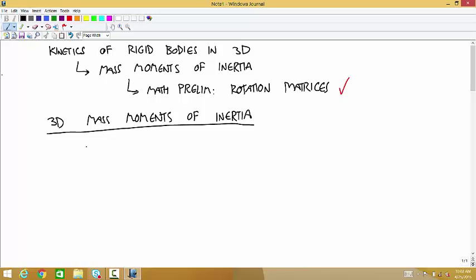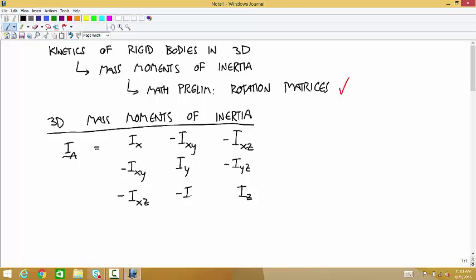And it looks like this. The mass moment of inertia about a point is equal to an element that I'll call capital IX, then negative capital IXY, negative capital IXZ. And it's a symmetric matrix, which means this has to be negative IXY. The diagonals are IX, IY, and IZ. And then the off diagonals, so this one would be negative IYZ. Symmetric says that this is negative IXZ, and this is negative IYZ.